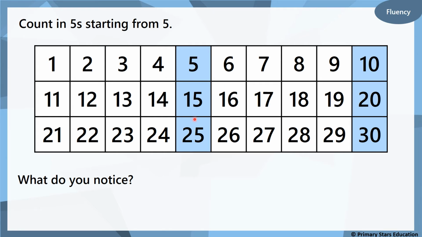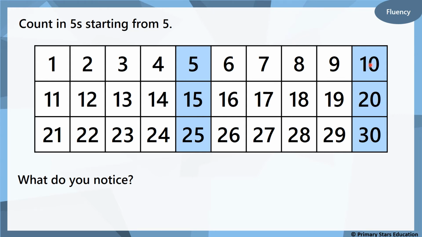What do you notice about the numbers when we're counting up in fives? Hopefully you've noticed that we have a 5 and then a 0, a 5 and then a 0. So when we're counting up in fives, when we look in the ones, we have a 5 in the ones and then we have a 0 in the ones.